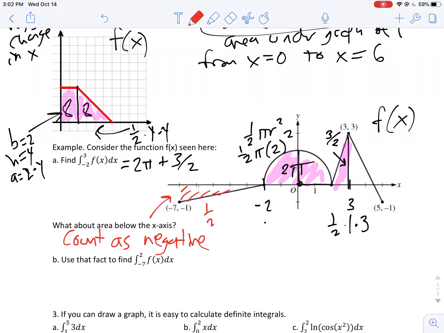It's a triangle, it goes 1, 2, 3, 4, 5. Okay, it has a base of 5 and a height of 1. So that's a 5/2 for that area, that red shaded area.